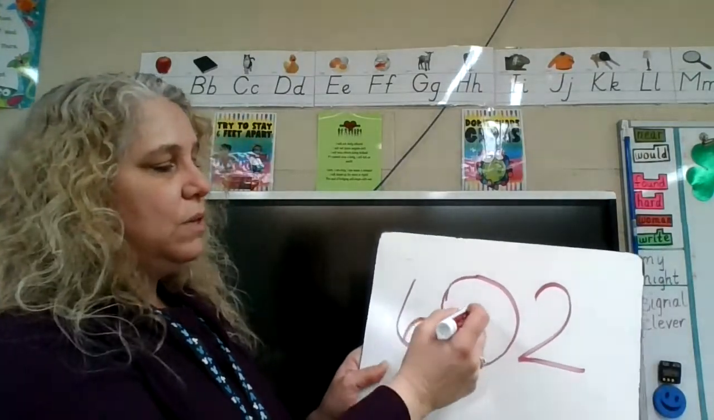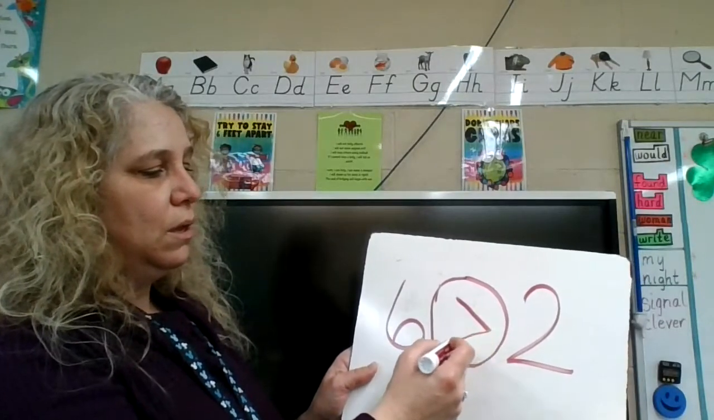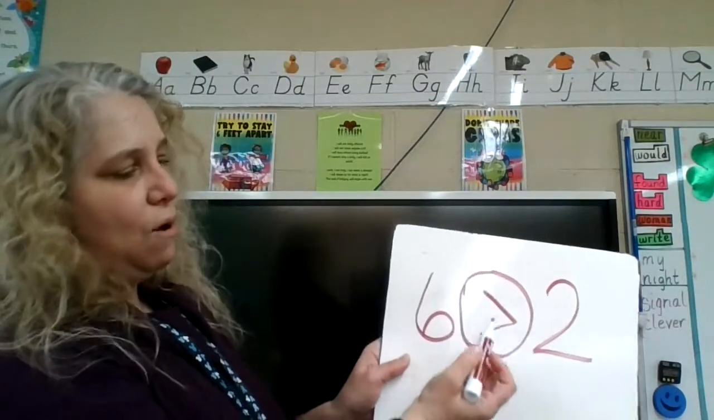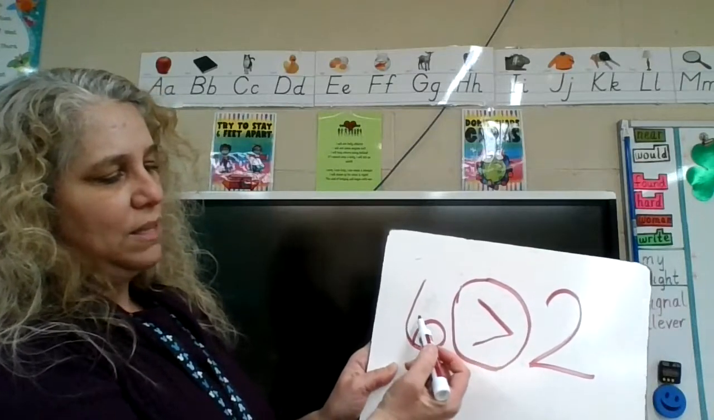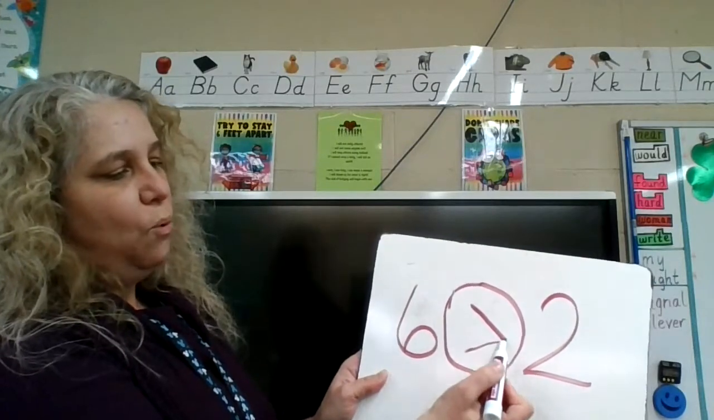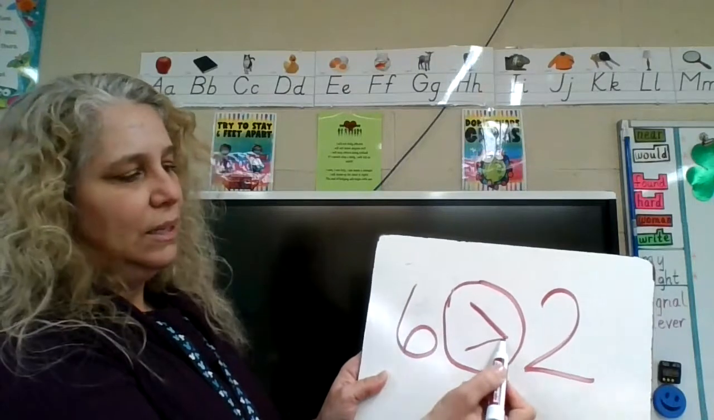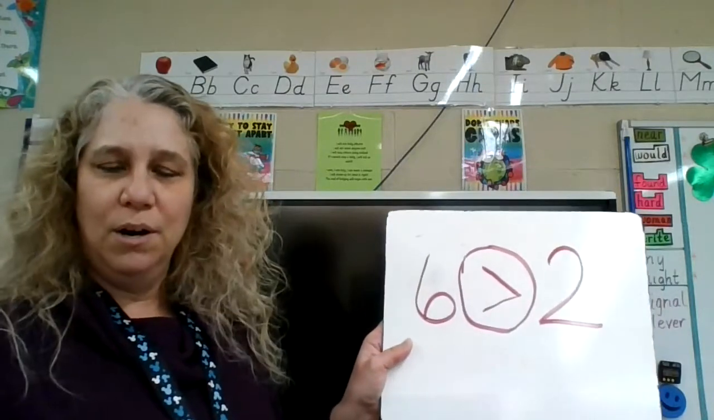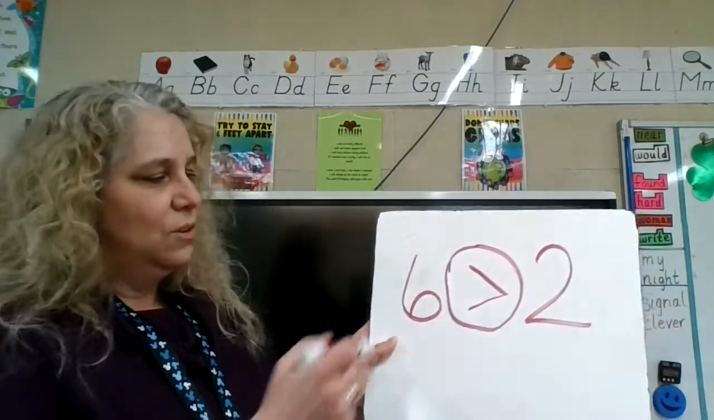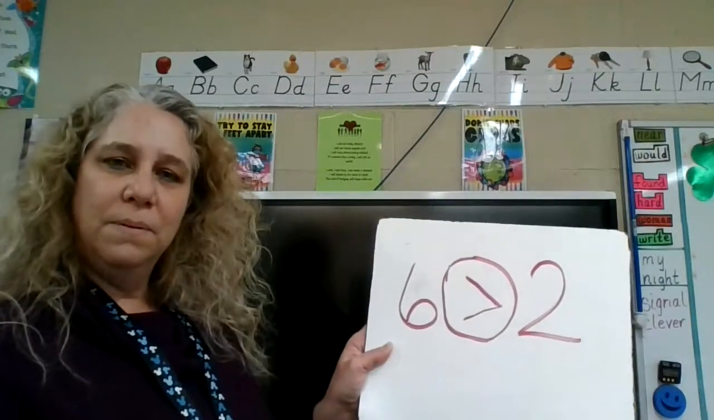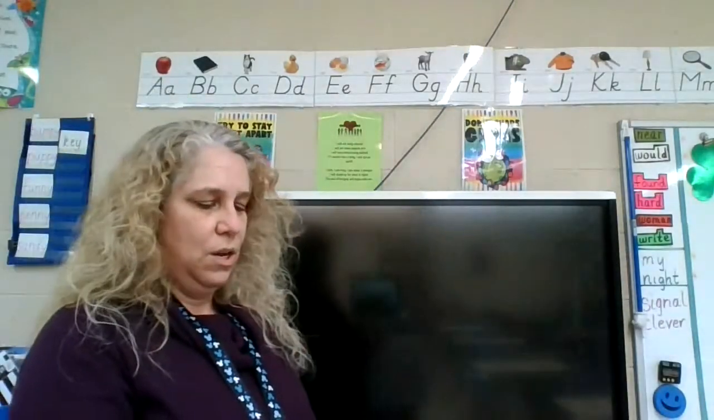So when we do this symbol, see how that looks like a mouth opening up? Alligator wants to eat the big one. The point goes to the little one. Little point points to the little number. So it's 6 is greater than 2. So let's look at another one.